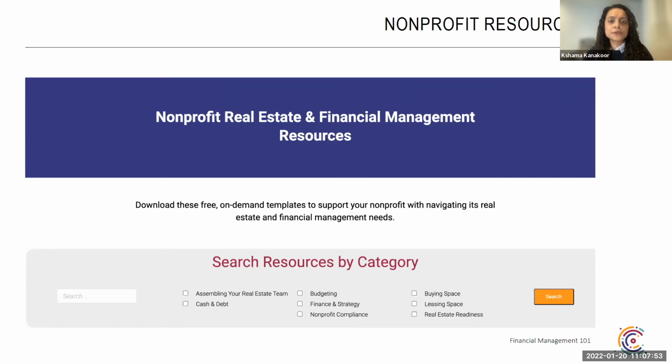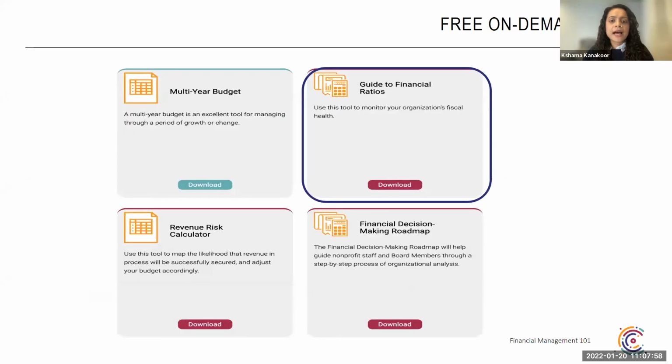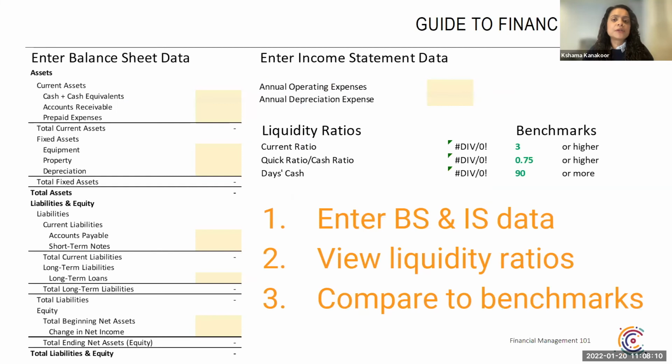So you would choose the guide to financial resource ratios, and then the guide over here asks a few different ratios. So you provide a few inputs based on your income statement, on your balance sheet, and you get some outputs. And that gives you a good sense of your liquidity position. So let's go to the next slide.